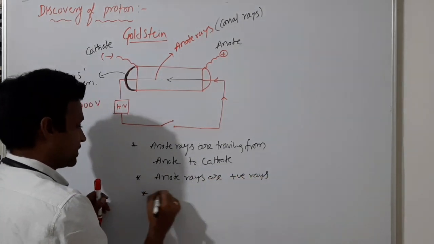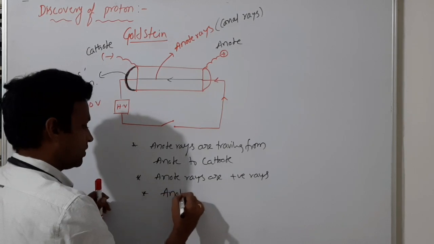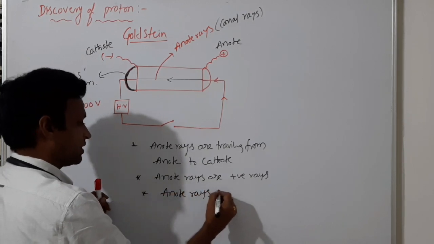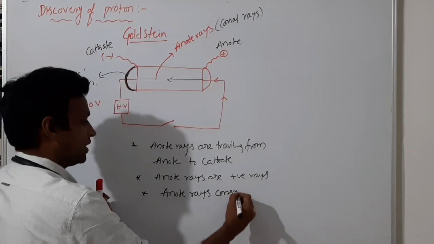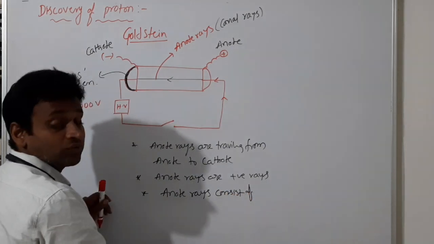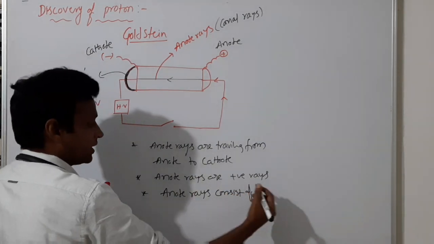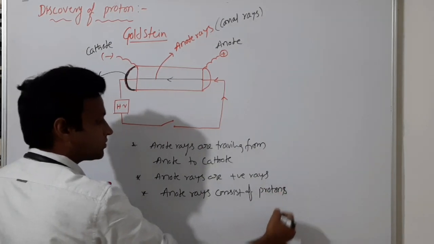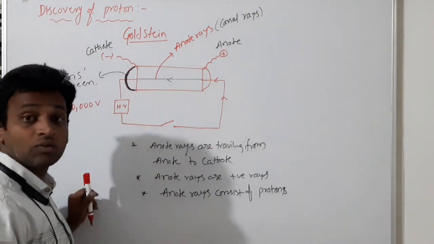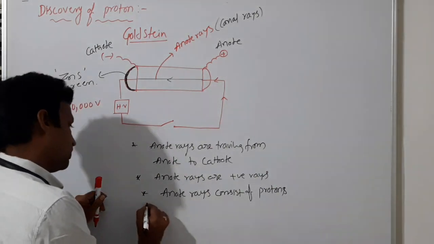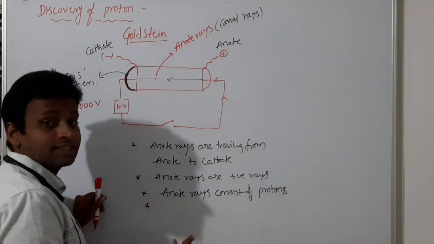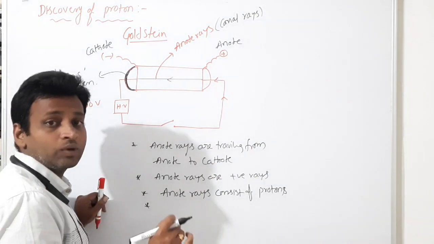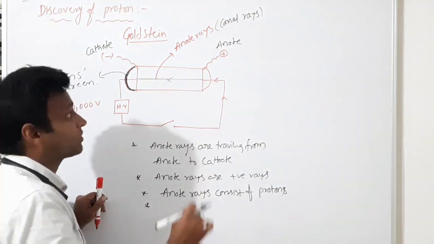What do anode rays consist of? Anode rays consist of protons. And one more thing: anode rays do not depend on the nature of the gas we take.